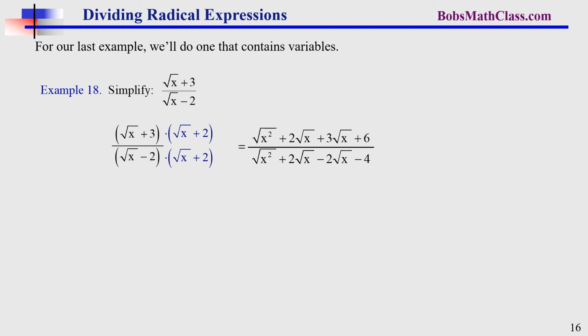The denominator is square root of x squared plus 2 square root of x minus 2 square root of x minus 4. The numerator, we could combine like terms, the two terms in the middle, because the radicands are identical. The square root of x squared is just x. In the denominator, the two middle terms will cancel. And then we're all done.